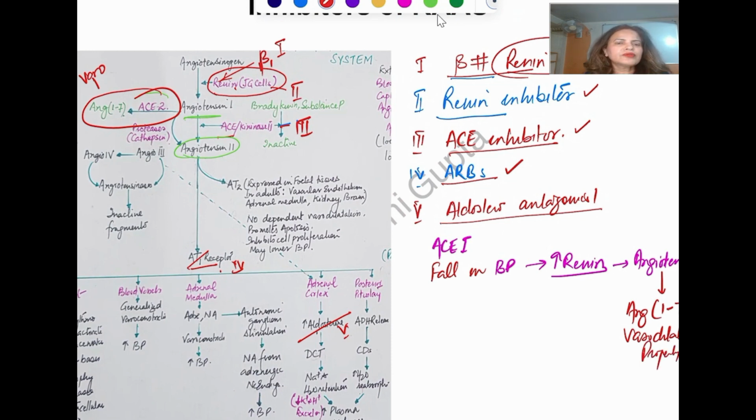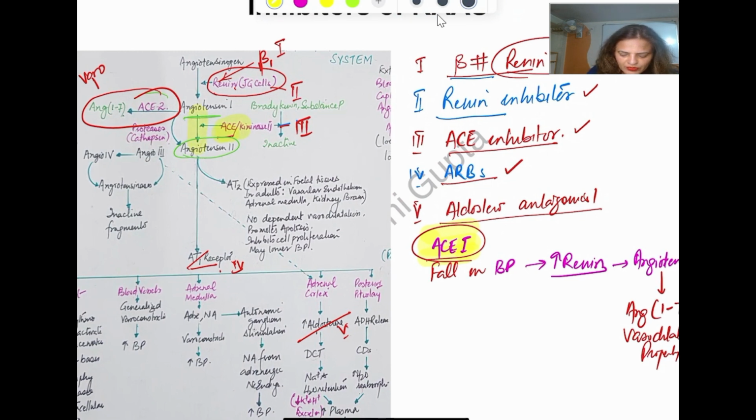Now another important point about the ACE. This drug, captopril, is going to inhibit the angiotensin converting enzyme. Angiotensin converting enzyme is a non-specific enzyme. It is not only going to act here, but it also acts here. It also causes the inactivation of bradykinin and substance P.